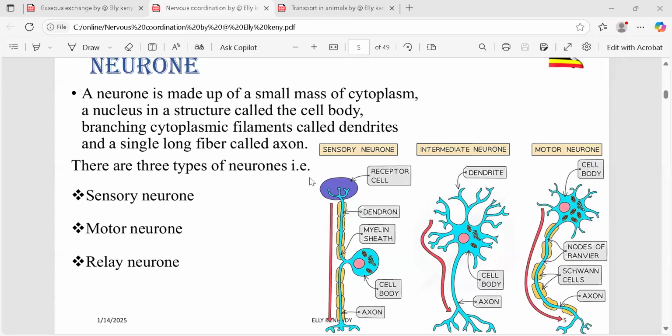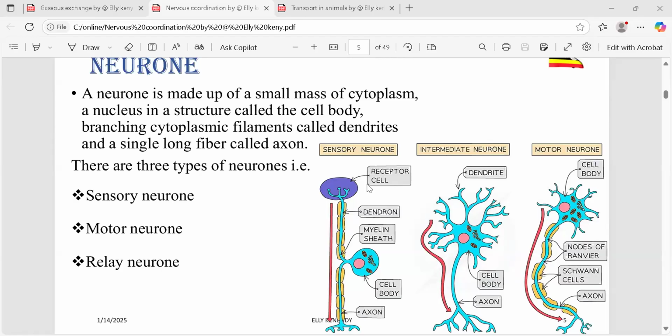Branching cytoplasmic filaments. These are the branching cytoplasmic filaments. You see these ones here? These branches are the ones we are calling the branching cytoplasmic filaments. They are called dendrites. Okay? And the whole role of that is for them to increase the surface area over which the information must be picked or shared. And a single long fiber called the axon. The axon is the whole of this. You see this, where the whole of this red arrow is the one we call the axon.